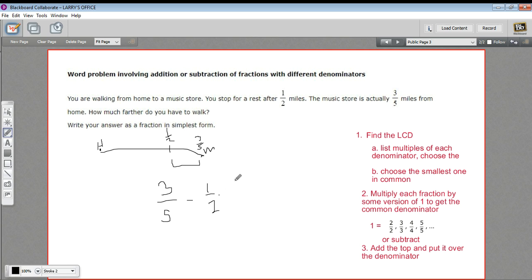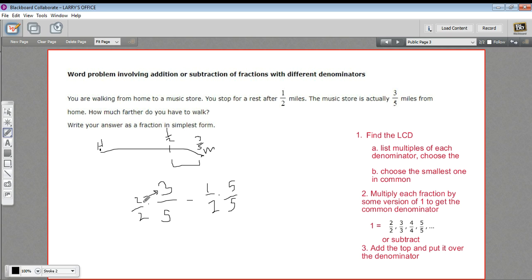I could multiply 5 over 5 here and 2 over 2 here, and then they'd both be 10 on the bottom. If you weren't sure about that, you could follow the step of listing the multiples of each of those denominators until you came up with a common one, and you'd find 10 would be a good candidate for that. Now let's do our multiplication.